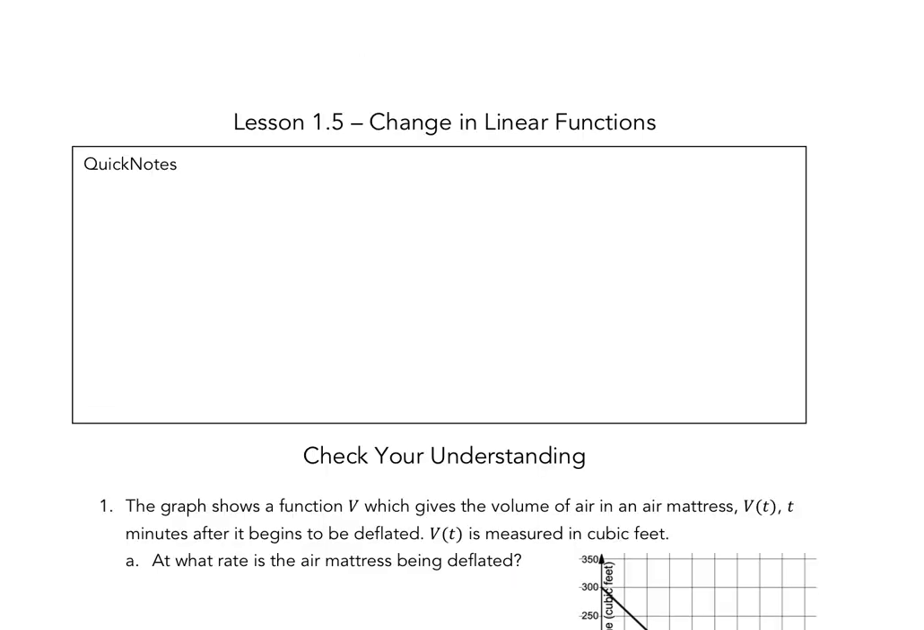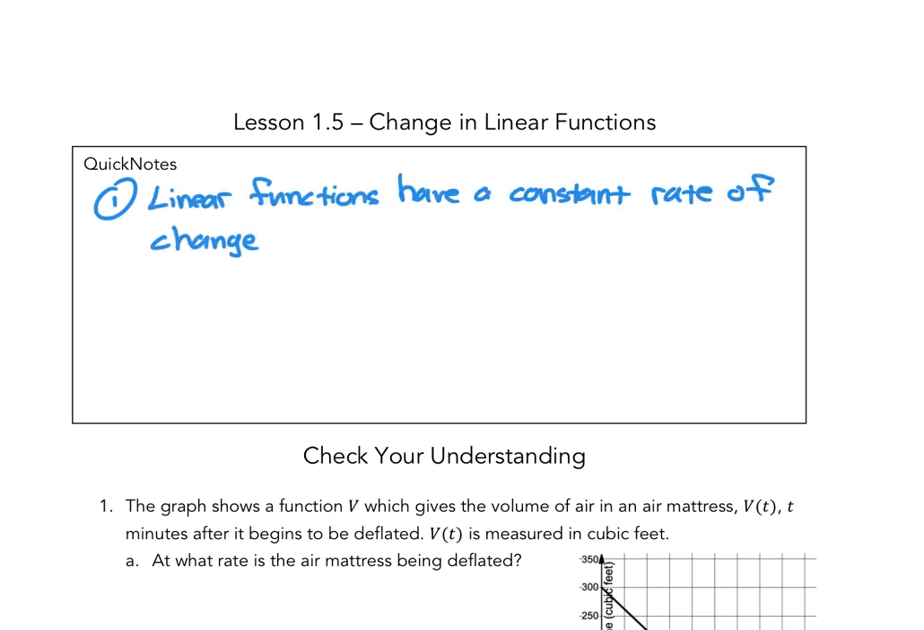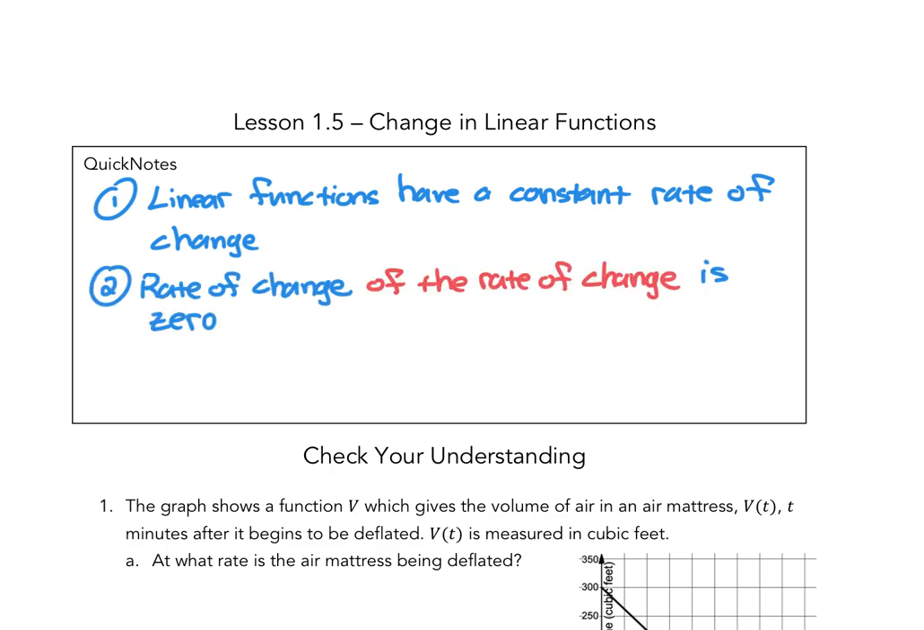So the nice part about the big ideas here is they're things we've talked about. Linear functions have a constant rate of change. That's an idea we've repeated a bunch now. Secondly, the rate of change is constant, so the rate of change of the rate of change is zero, which is analogous to saying the acceleration is zero. Your rate of change is constant.